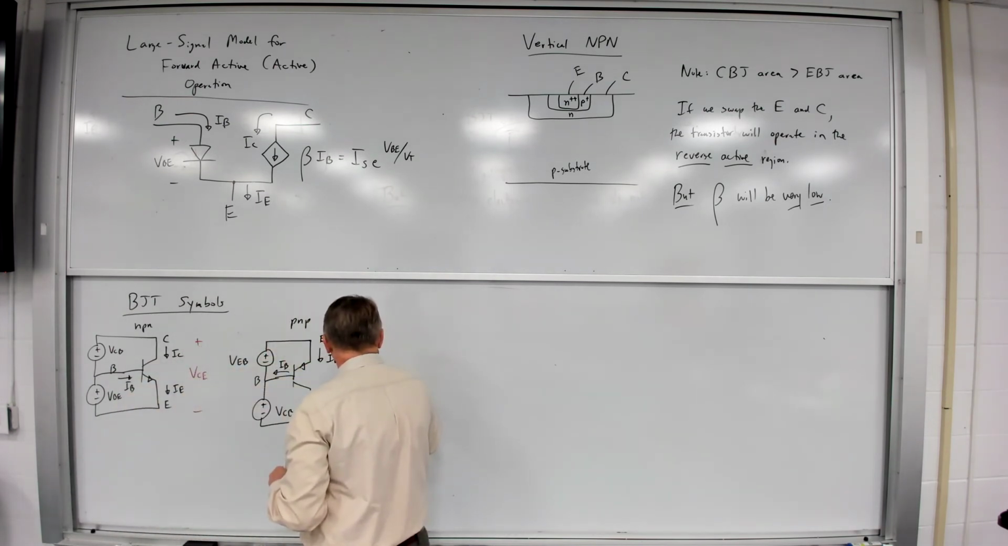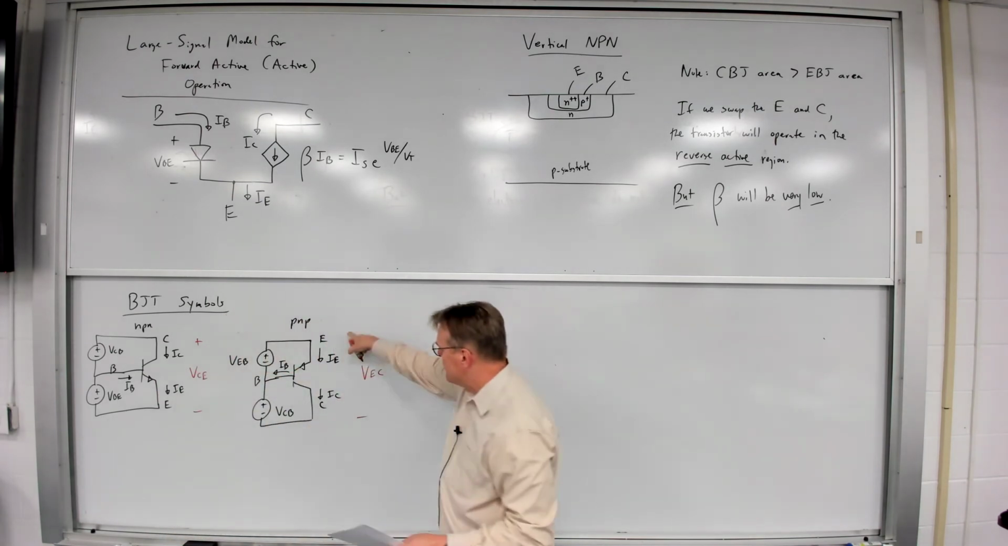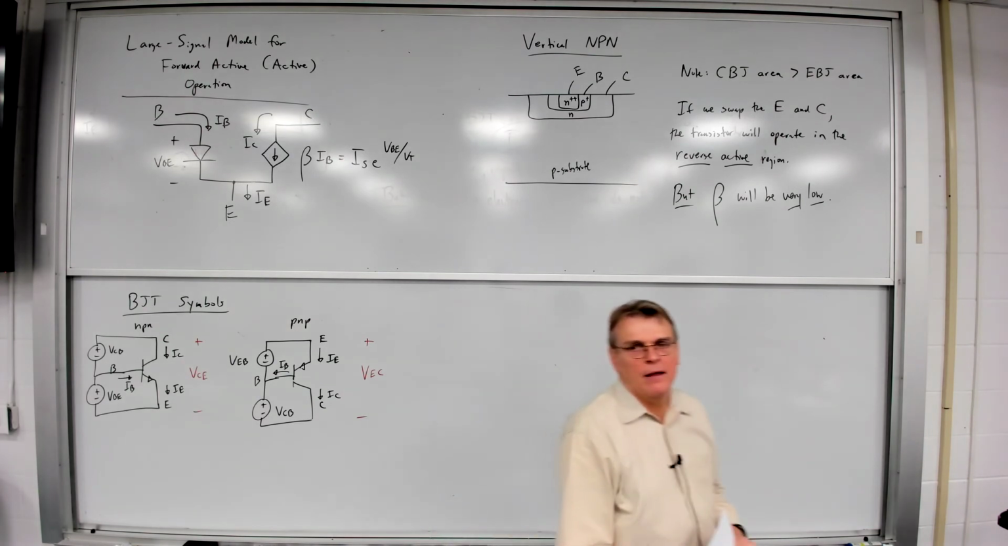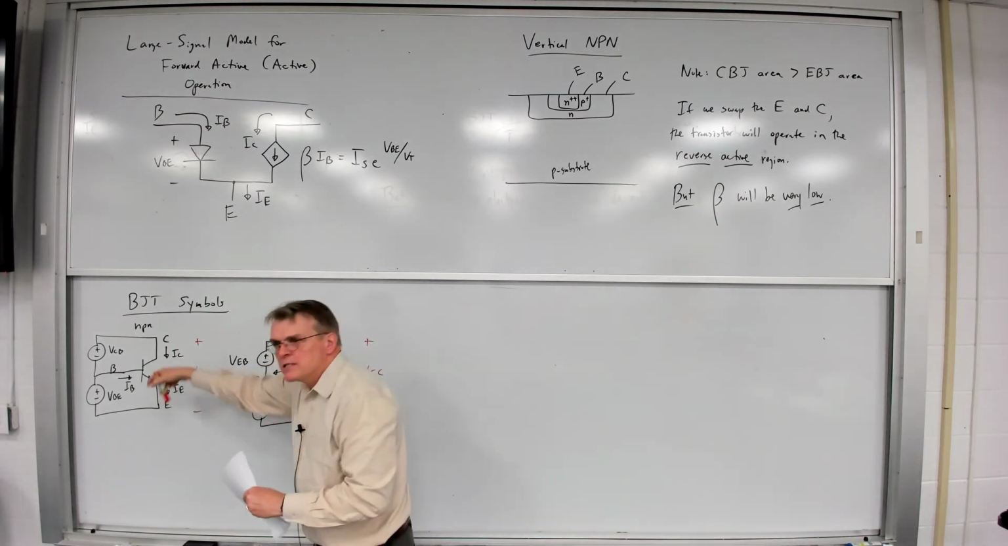Let's define two voltages, VCE and VEC, the voltages between the collector and the emitter and between the emitter and the collector. And if you look at this, you can write a little KVL equation here.